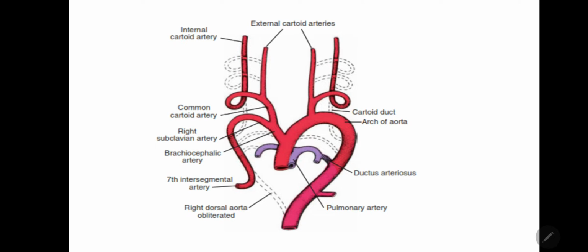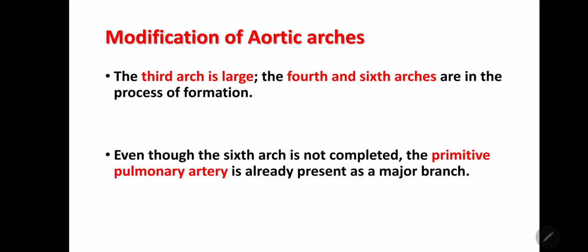You can notice here the first and second aortic arch arteries are disappearing. Then there is the development of the third, fourth and sixth aortic arch arteries. So the third arch is large, and the fourth and sixth arches are in the process of formation. As I told you earlier, all these arch arteries are not appearing simultaneously. They are appearing in the craniocaudal sequence and chronologically, one after the other, not at a time.